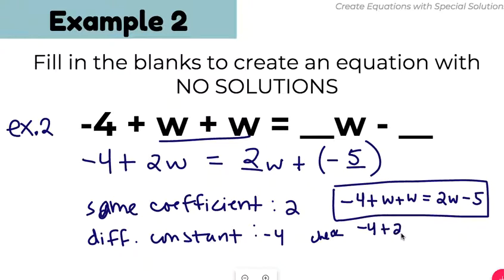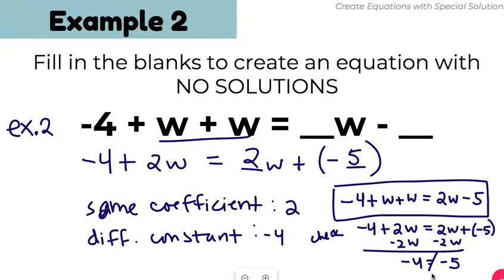I would get negative 4 plus 2W equals 2W plus negative 5. I solve. And because negative 4 does not equal negative 5, I know it's no solution. This check is an optional step just in case you're unsure of yourself or it's a quiz or something and you want to make sure 100% that you're right. But this right here would be how you would write your final answer. Or this step is fine too.